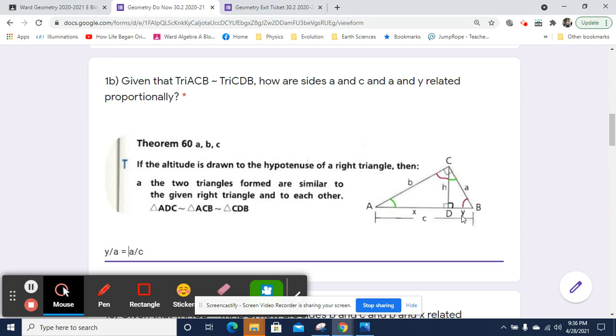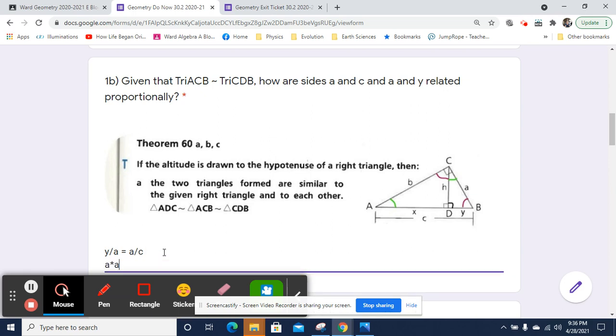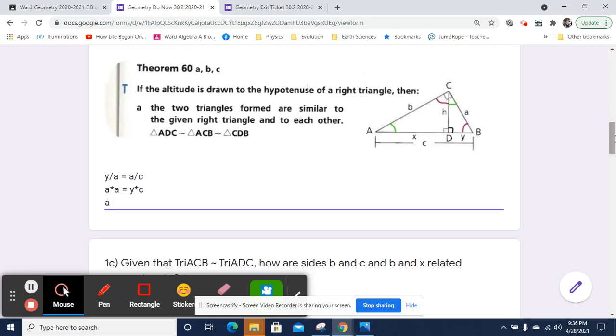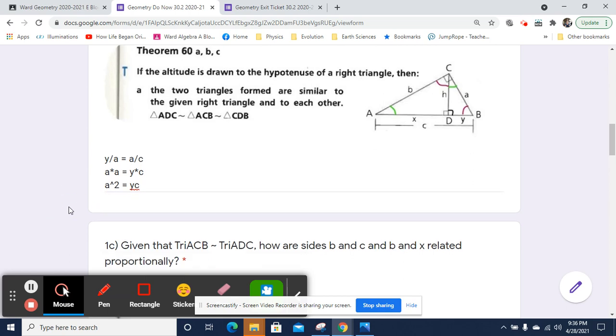Y to A is the same as A to C. And if that's true, when we get the cross products, then our extremes are going to be Y and C, and our means are going to be A and A. So A times A is going to equal Y times C. And that means that we can just say A squared equals YC. And that is a really important proportion for this triangle.